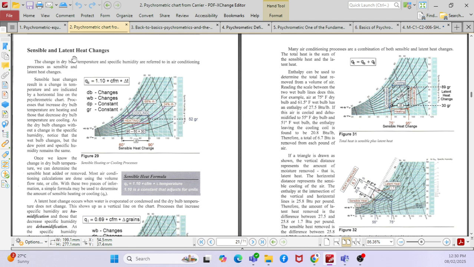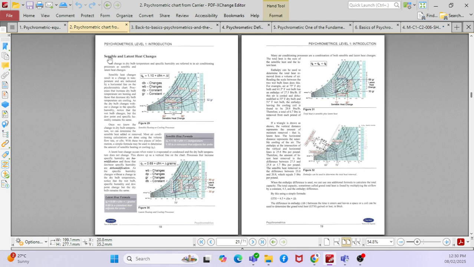Say, for example, what are the sensible and latent heat changes? What are the dry bulb changes? What are the wet bulb changes? When you heat the air, what is happening? Your dry bulb temperature changes, and the wet bulb temperature also changes. The dew point will be constant because this is the dew point line. So when you increase, the dry bulb and wet bulb temperatures change, but the dew point and the amount of water vapor in the air stay the same. Clear? Okay, so this is the sensible and latent heating.